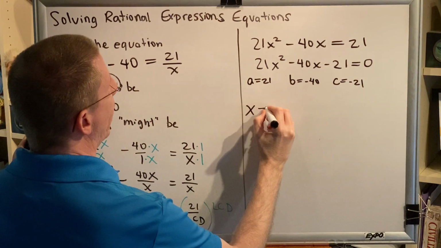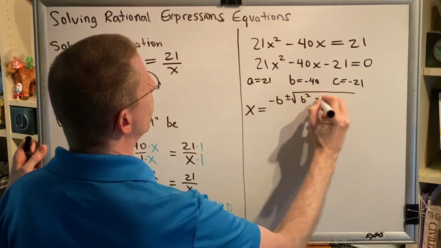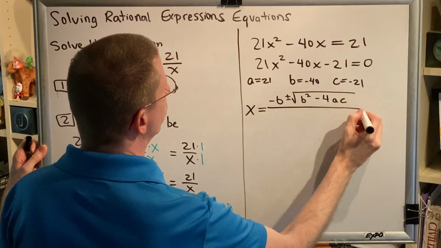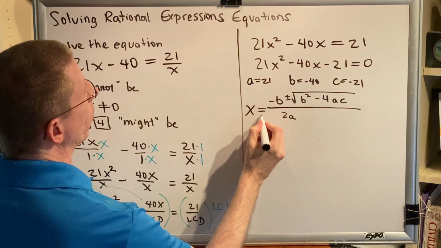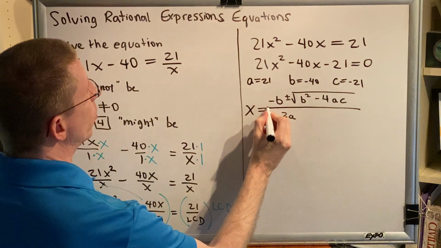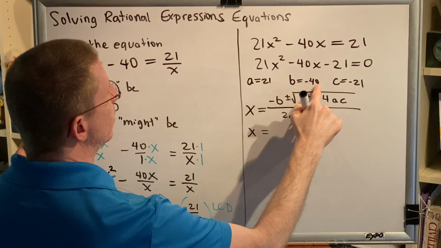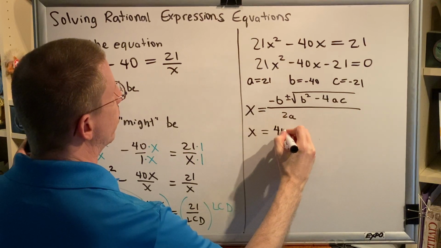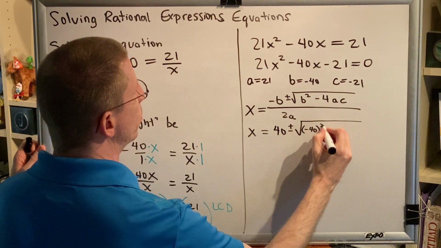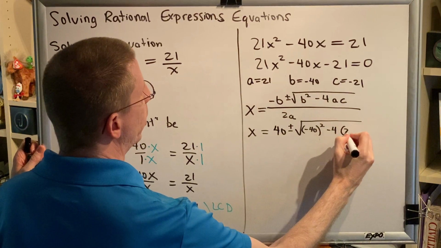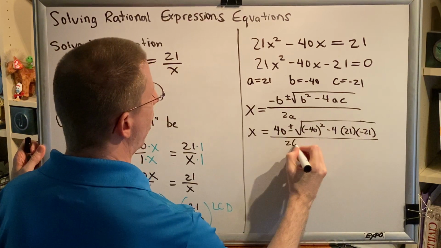The quadratic formula says x equals opposite b plus or minus the square root of b squared minus 4ac, all divided by 2a. Whenever you write the quadratic formula, always make sure you write the x equals, and make sure that your fraction bar goes from the equals to the end of the radical. Now we can plug in. If b is negative 40, then opposite b would be positive 40, plus or minus the square root of negative 40 in parentheses squared minus 4 times 21 times negative 21, all divided by 2 times 21.